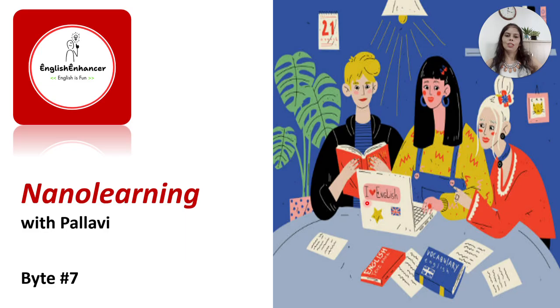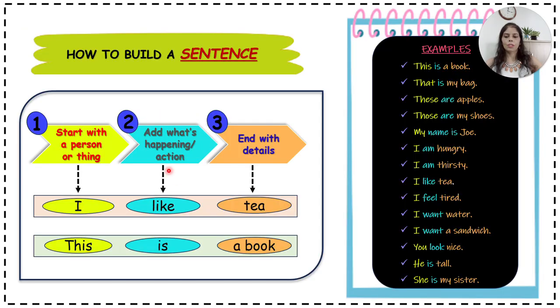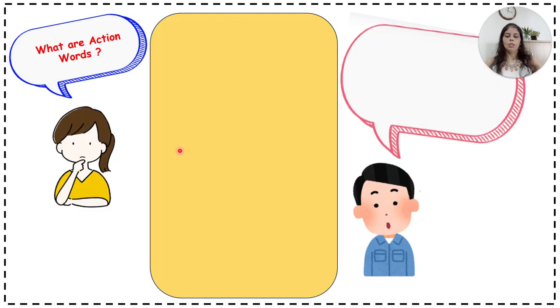So today we'll continue with our journey of English learning, and that is steps to learn English for absolute beginners. We were doing step number 3. If you remember what step number 3 was, it was speaking simple sentences. So we covered the first part in speaking simple sentences. Basically that is start with the first word. We have already covered the first words. So today we'll be doing the action words. What are action words? So let's see what are action words.